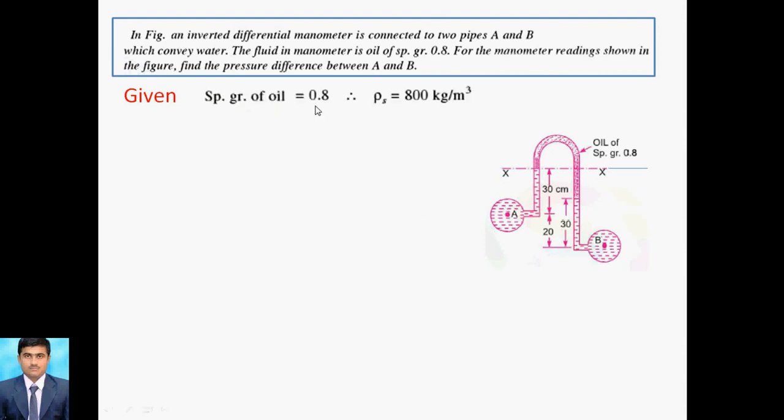So now we consider specific gravity 0.8 for oil. Convert this into kg per meter cube, that is 800. Then next, the difference of oil in the two limbs. What does difference of oil mean? Total height is 50, correct? Total is 50 minus 30. So the difference between these two limbs is 20 centimeter. So this is h1. H1 is 30 centimeter, but converting into meters we can write 0.3 meter.